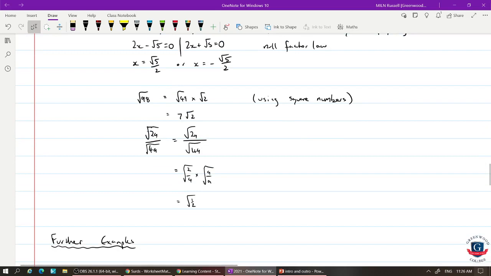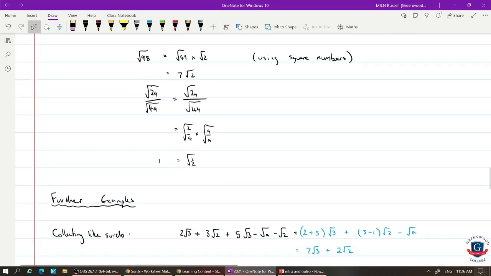We can simplify using square numbers. So root 98 would be root 49 times root 2. 2 times 49 gives us 98. Root 49 is a square number. Root 49 is actually 7. So that will simplify down to 7 root 2.